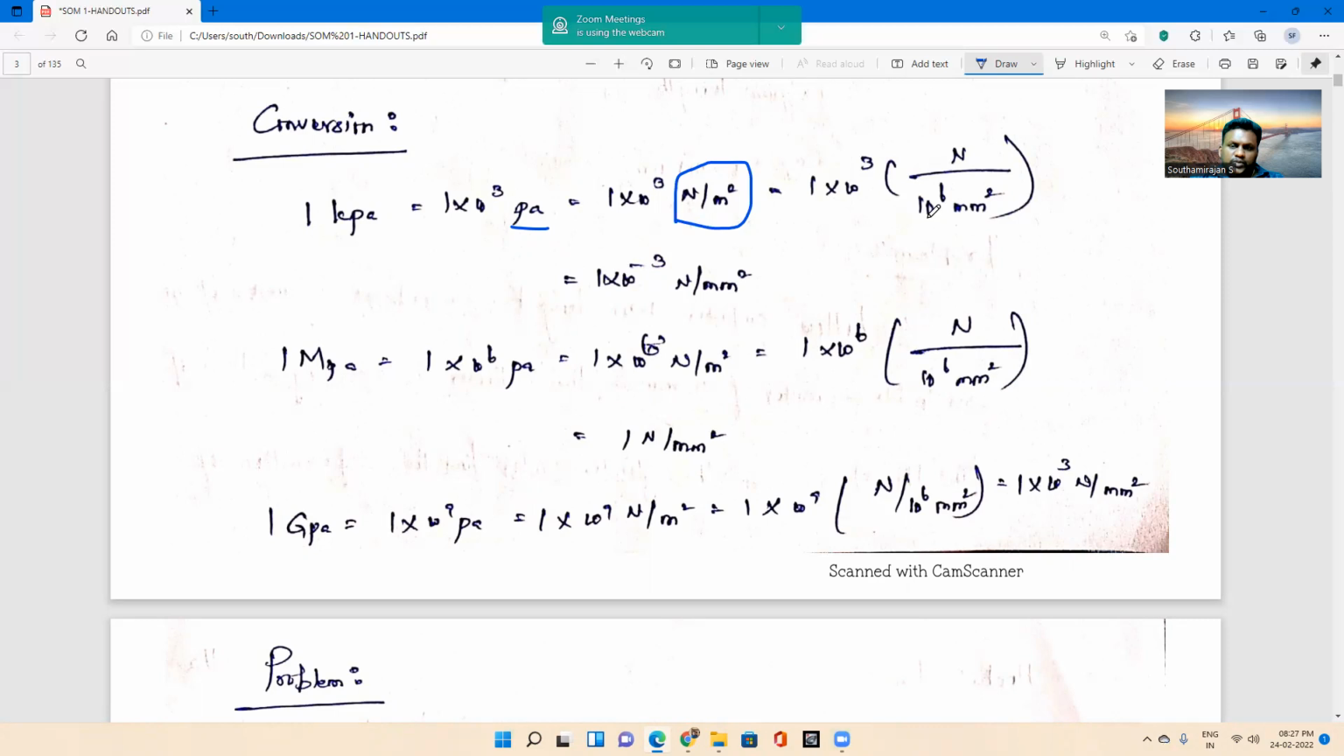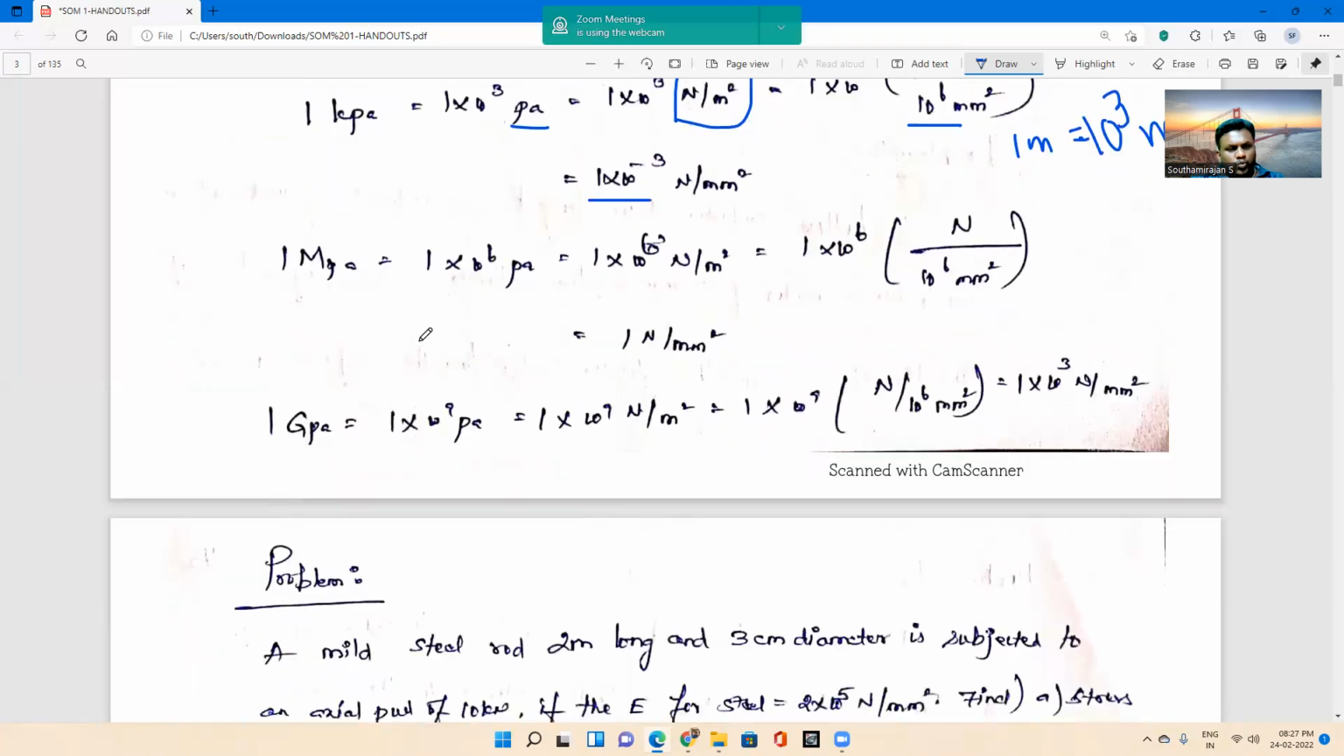So for that we will make a transformation: 1 meter equal to 10 power 3 mm. So meter square will be 10 power 6 mm square. By multiplying the 10 power 6 in the numerator, we get 1 kilopascal equal to 1 into 10 power minus 3 Newton per mm square. So this will be the easiest conversion.